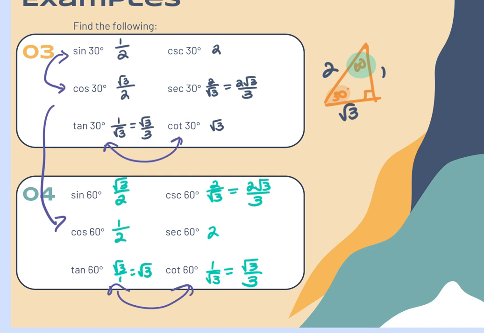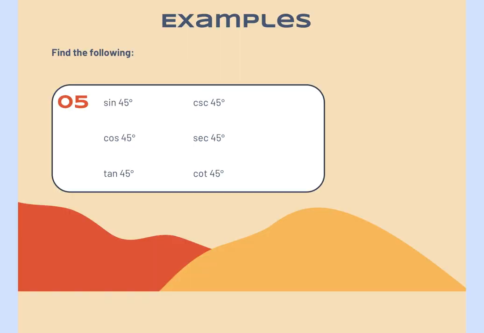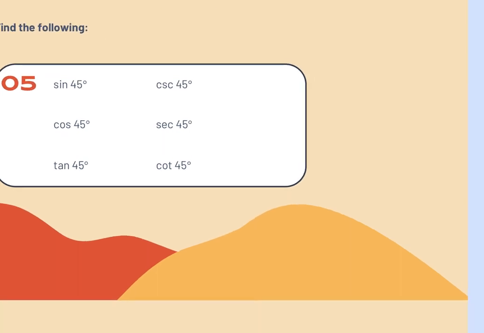What about for the one with the 45s? We're going to get to that next. Good segue, Edward. Now we go 45. So in our 45-45-90 triangle, it's isosceles. There are two sides that have the 1s, and the hypotenuse has the root 2.